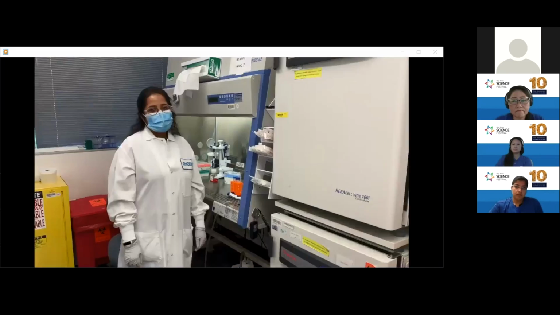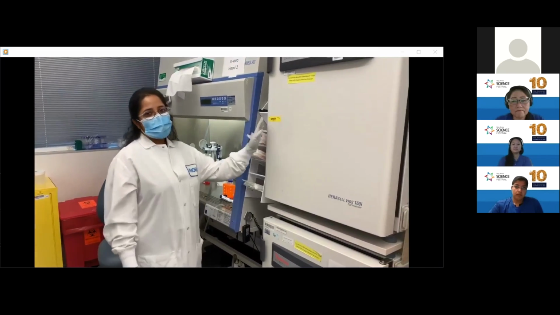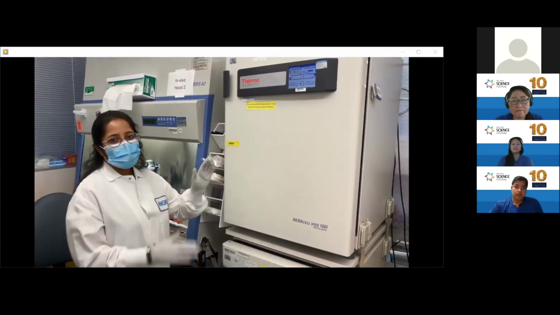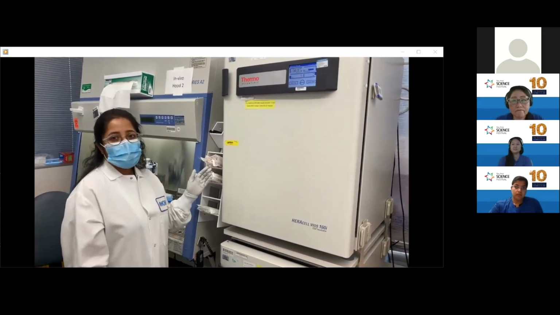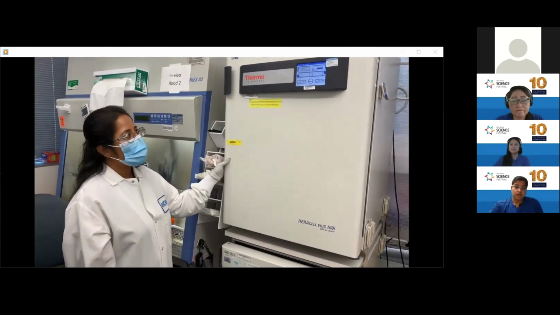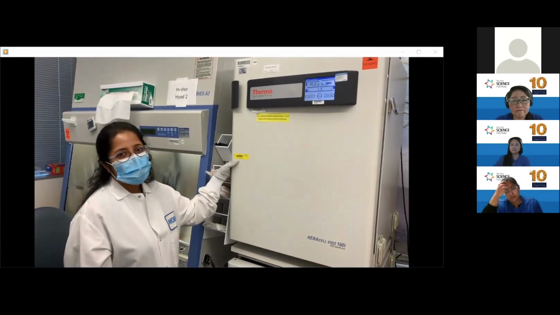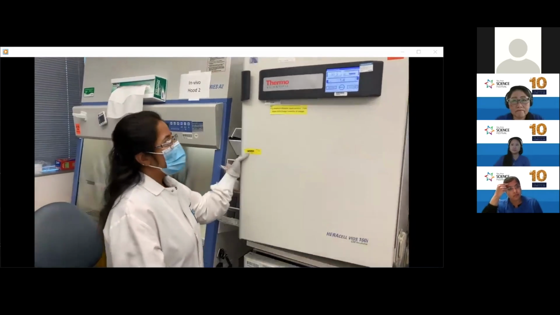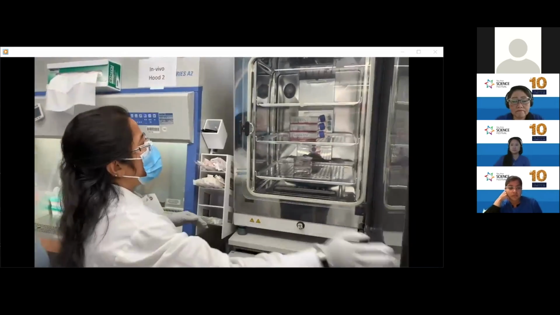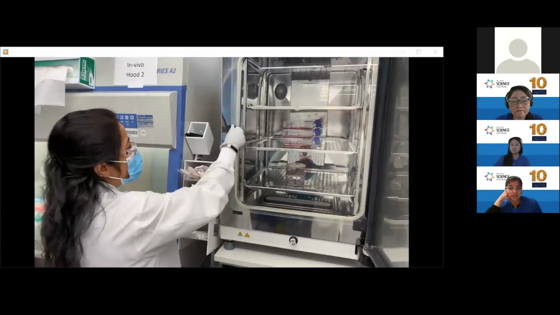antibiotics. So we grow our cells in these incubators where the environment is very regulated to make sure that, again, the cells are happy and healthy. And that includes growing them at a temperature of 37 degrees and 5% CO2. And you can see that we have all our cells growing in here in flasks.